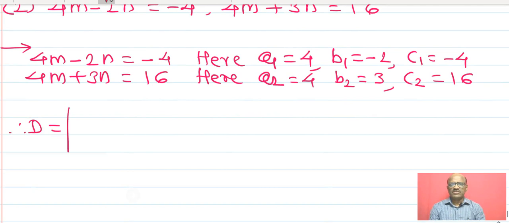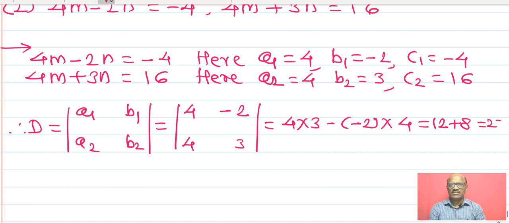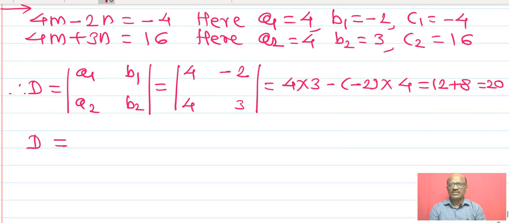Therefore, D is equals to a1, b1, a2, b2. That is 4 minus 2, 4, 3. That is 4 into 3 minus 2 into 4. And that is equals to 12 plus 8. Therefore, D is equals to 20.